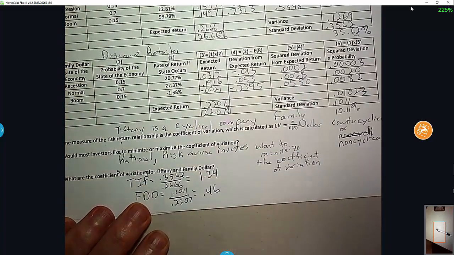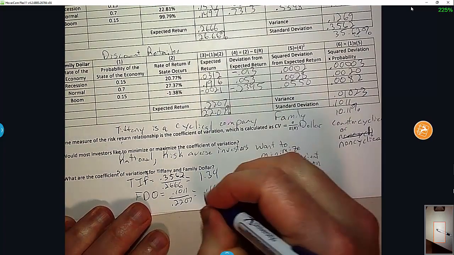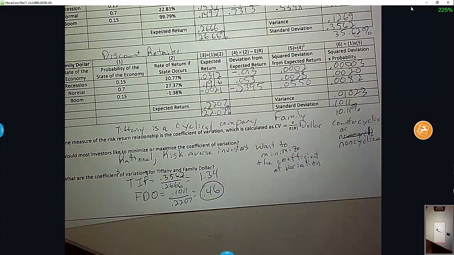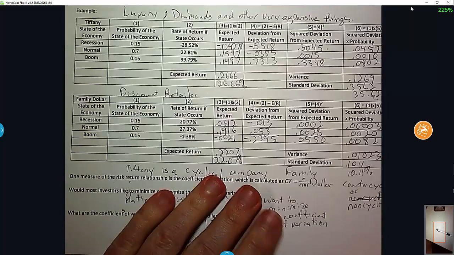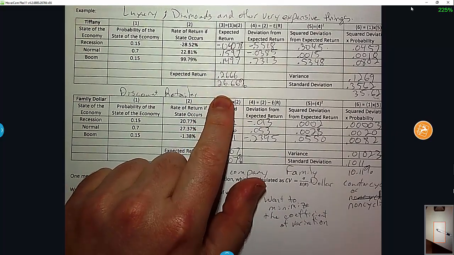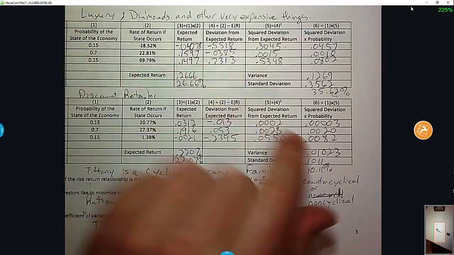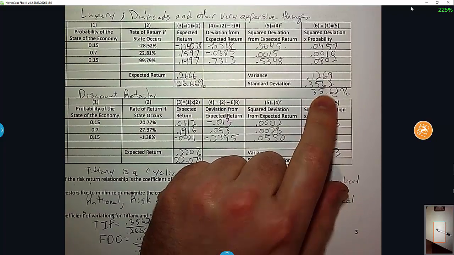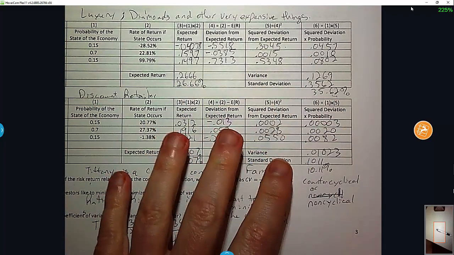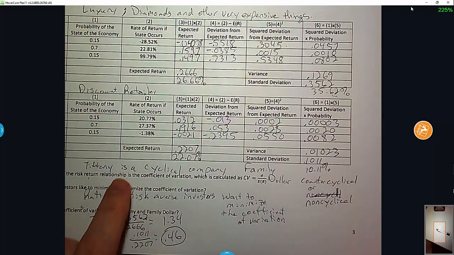So for a rational risk-averse investor, Family Dollar would be the preferred choice. Now, some people might want Tiffany because of the higher expected return, but that comes with a much higher standard deviation, or much more volatility with those stock prices, than does Family Dollar.